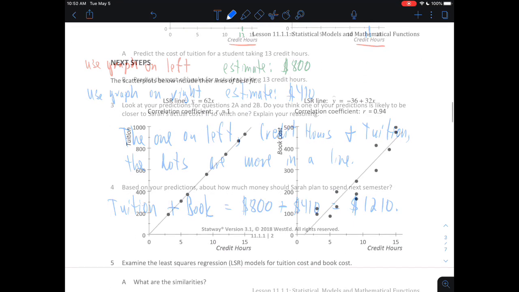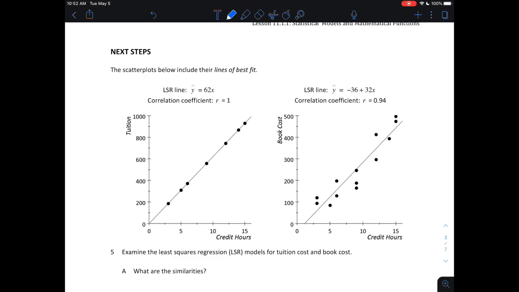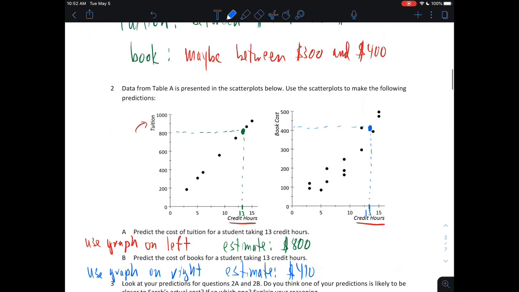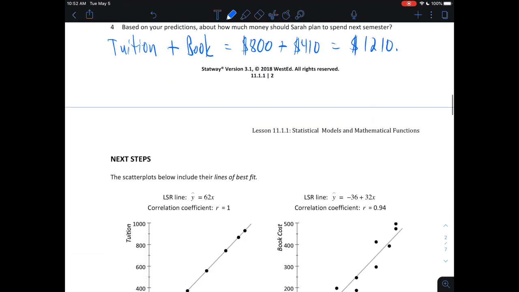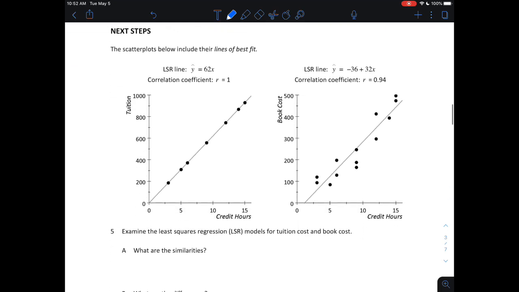Next steps. The scatter plots below include their lines of best fit. So here we've taken the scatter plots that were on the previous page and we've just drawn a line that approximates what looks like is happening with those scatter plots. So we have the same scatter plot on the left, the one that is comparing credit hours to tuition. Here we have the equation of the LSR line, or least squares line, or line of best fit.